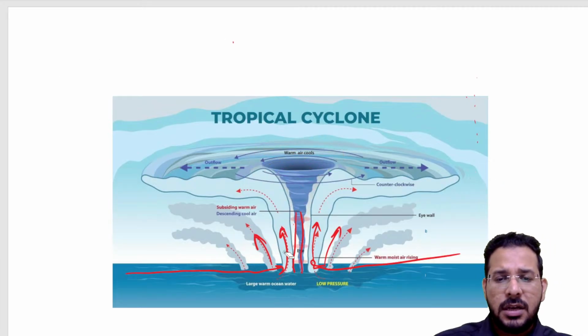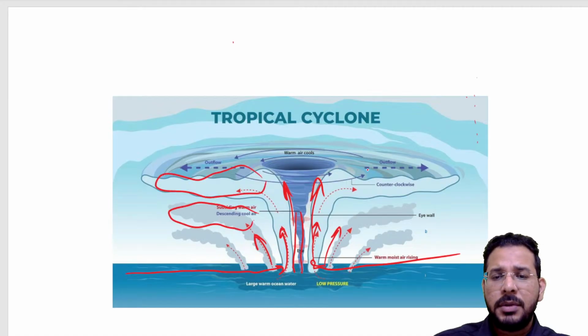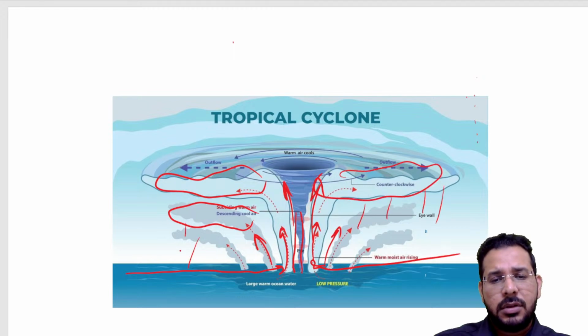Now when the winds are rising above, the moisture they are carrying will get condensed and clouds will get formed. Clouds will be forming in this region and they will receive rainfall.